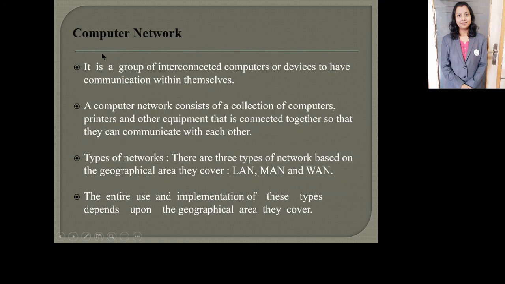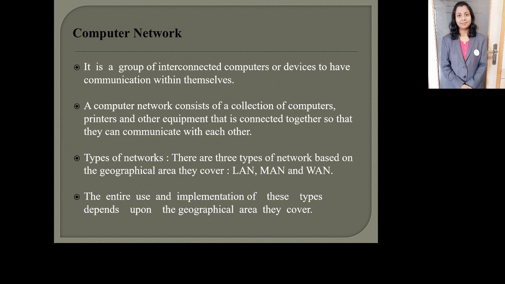The next topic is the computer network. What is it? It's a group of interconnected computers or devices to have communication within themselves. A computer network consists of a collection of computers, or maybe printers or other equipment, that are connected together so that they can communicate with each other. So this is the definition of a computer network.